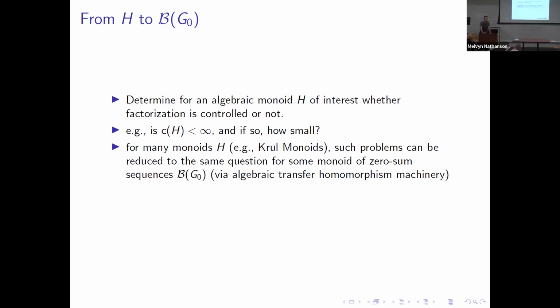And as Alfred was talking about, we use these monoids of zero-sum sequences as a universal object, where via these transfer homomorphisms, everything gets reduced down to the monoid of zero-sum sequences. So then we can just work in the combinatorial setting.